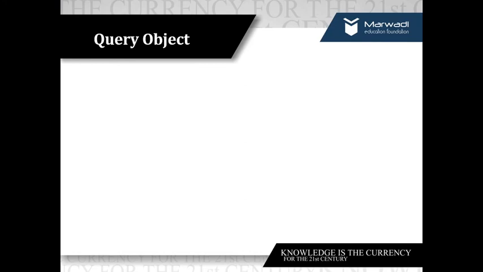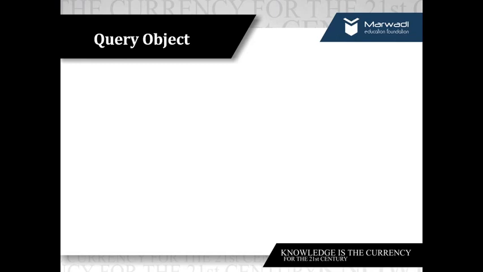So the next object is the query object. How many objects have we seen till now? One is the configuration object, then the SessionFactory object, then the session object, then the transaction object, which was optional, and now comes the query object. So this is the fifth object. Let's start with what a query object is.